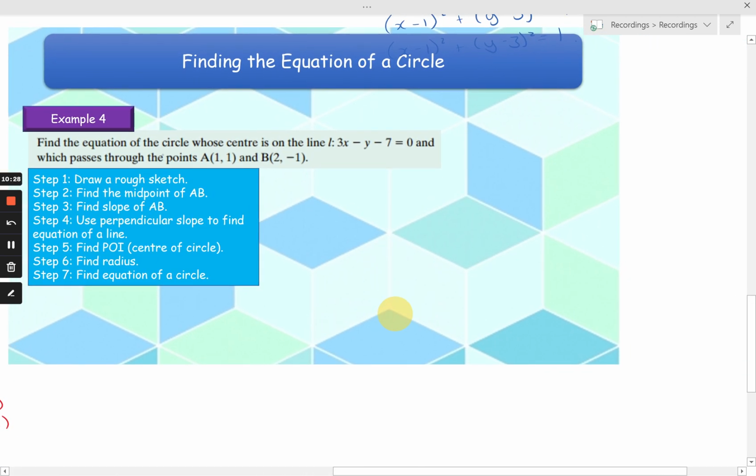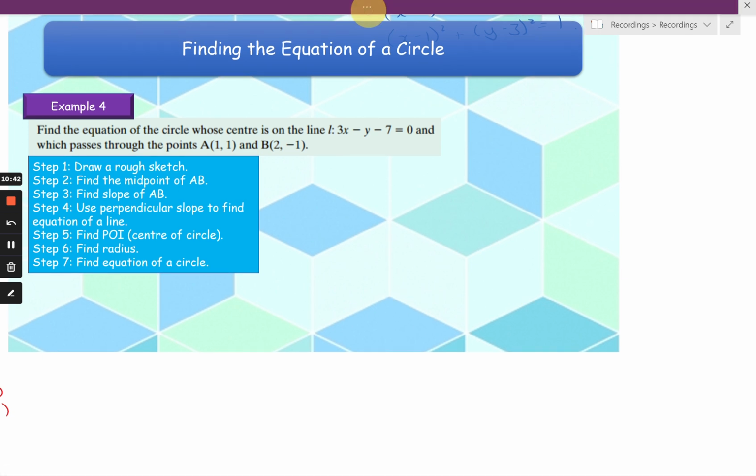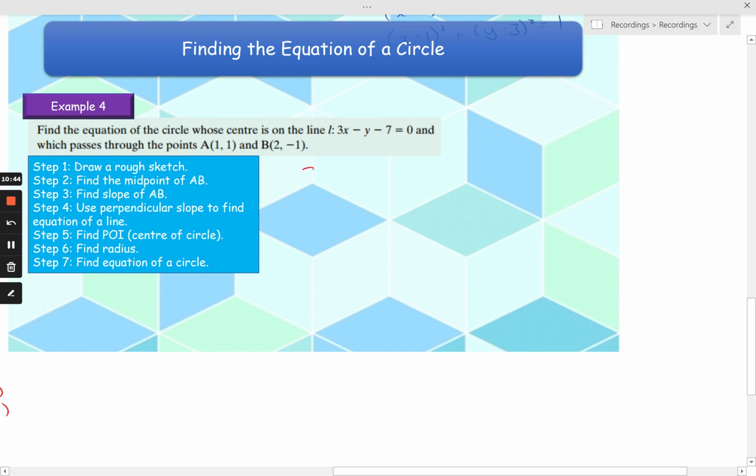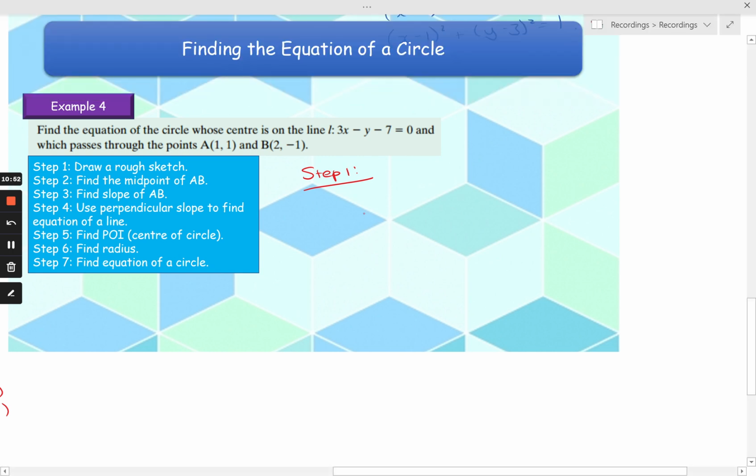Example 4 says find the equation of the circle whose centre is on the line 3x minus y minus 7 equals 0 and which passes through the points A and B. So again, to start off here, the first thing I would always do is draw a sketch for step 1. So I know I'm going to have a circle and that the centre of that circle is going to be on a line.